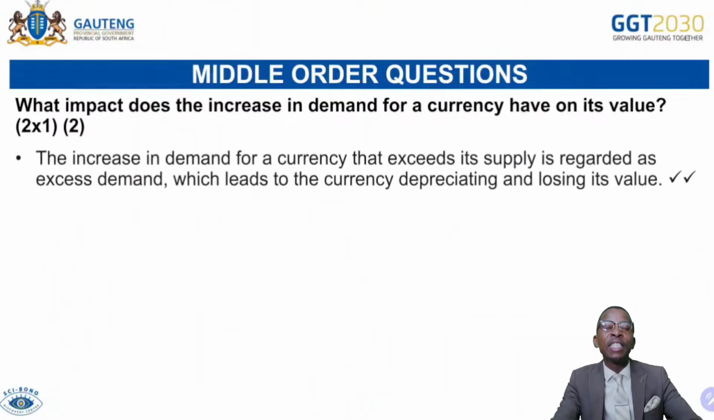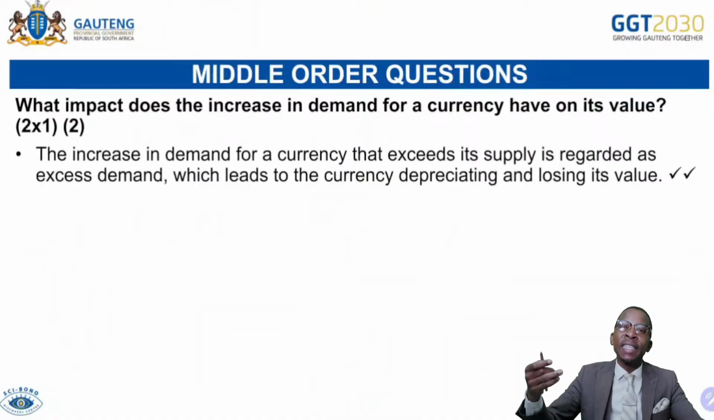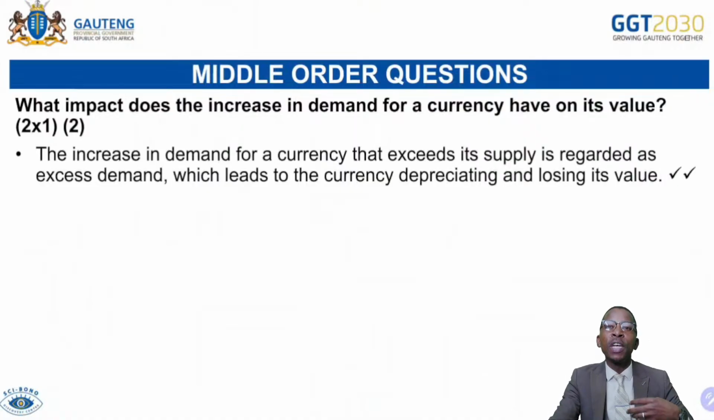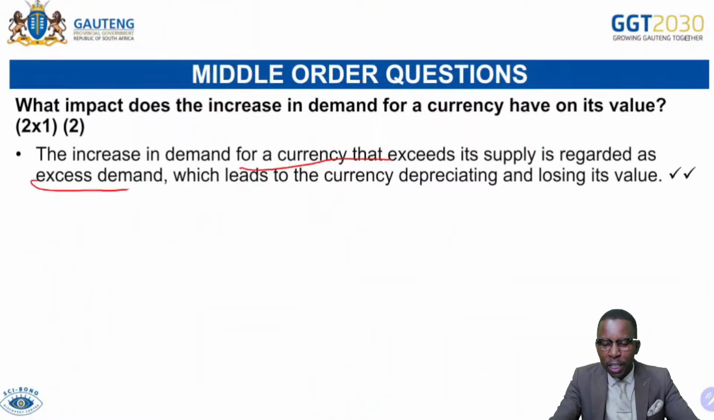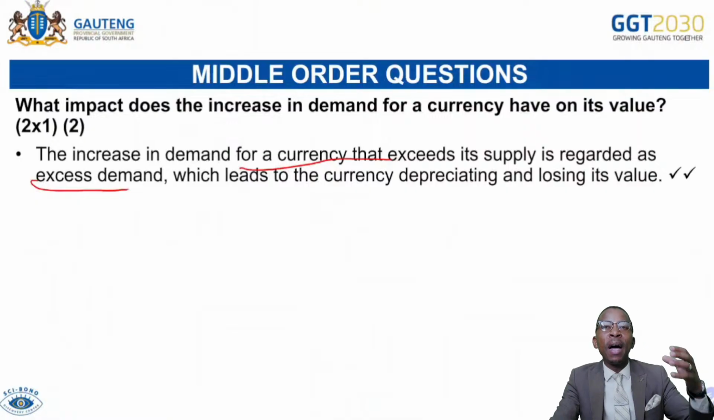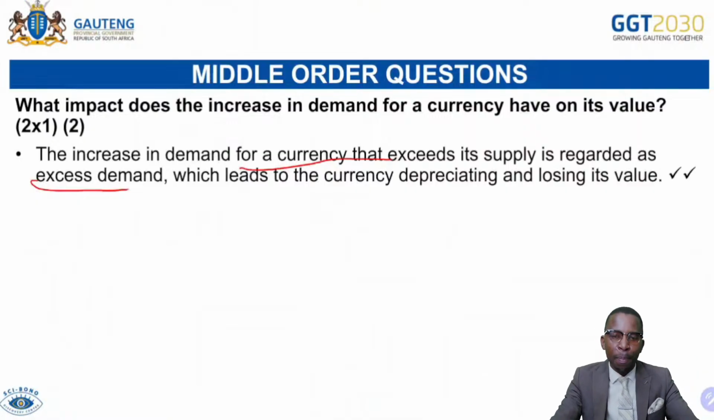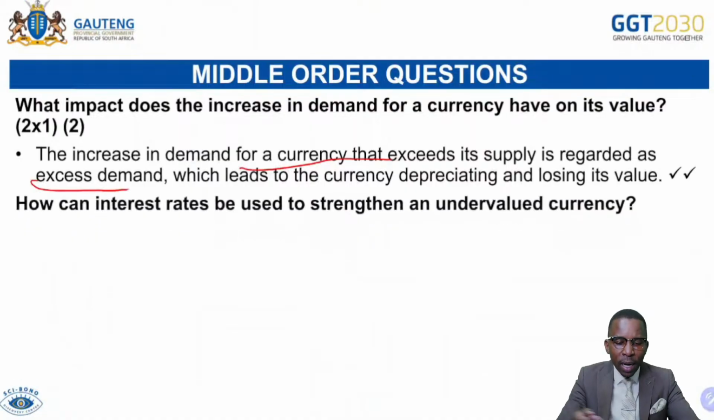What impact does an increase in demand for the currency have on its value? If ever the currency is highly demanded and there's an excess demand, obviously the rand will lose its strength or value. So the increase in demand for the currency that exceeds the supply is regarded as excess demand, which leads to the currency depreciating or losing its value. So the currency will lose value because the demand for the currency will be more than the supply of that particular currency.